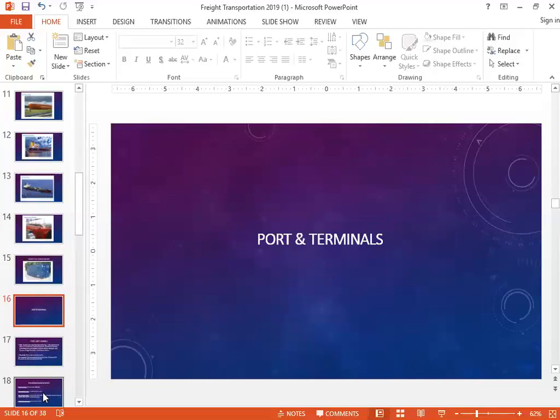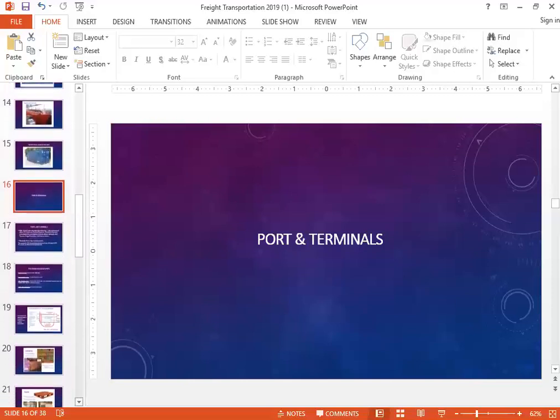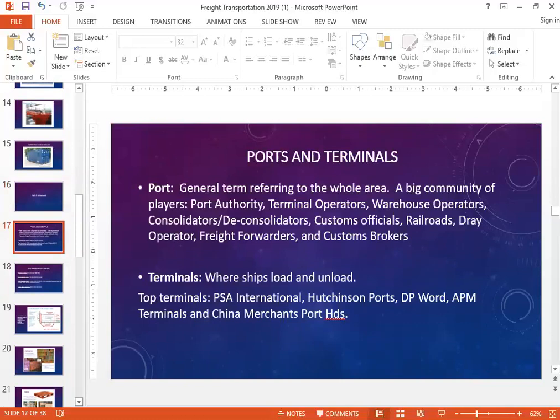All right, moving forward now, I'll be talking a little bit about ports and terminals. These are words that are commonly used in shipping, but you also hear about terminals in airlines as well. So let's talk a little bit about what a port is and what a terminal is. A port is a general term referring to the whole area, a big community of players: port authority, terminal operators, warehouse operators, consolidators, deconsolidators, customs officials, railroads, dray operators, freight forwarders, and customs brokers.